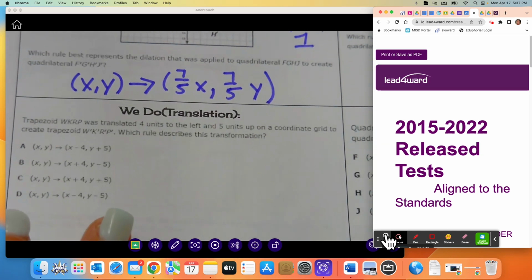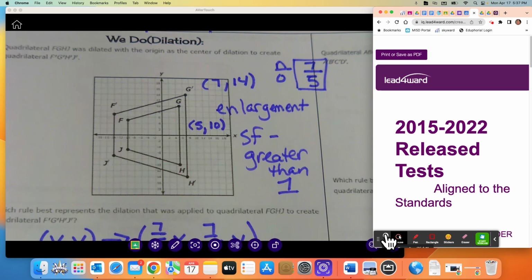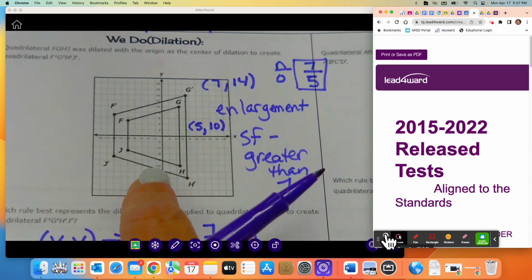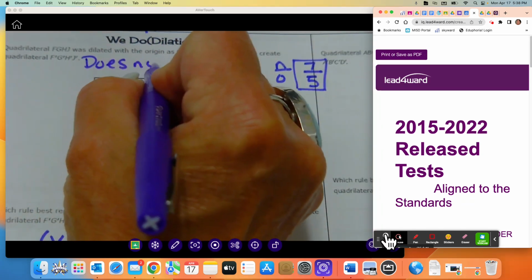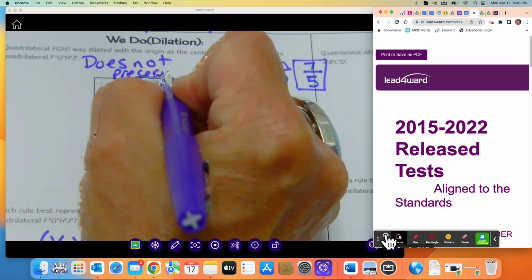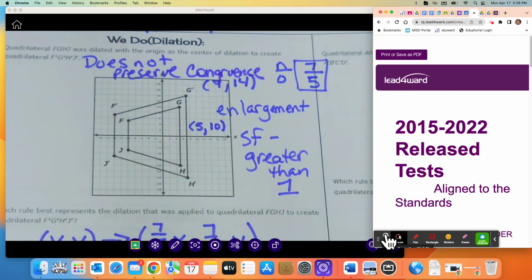Now we're going to move to translation. Well, let's go back up here, first of all. Let's talk about if it preserves congruence. Remember, preserve means to keep, congruence means to stay the same size, same shape. So, did this stay the same size and shape? It's the same shape, but it's not the same size. So, this does not preserve congruence. Dilation is the only one that does not preserve congruence, because it got bigger.